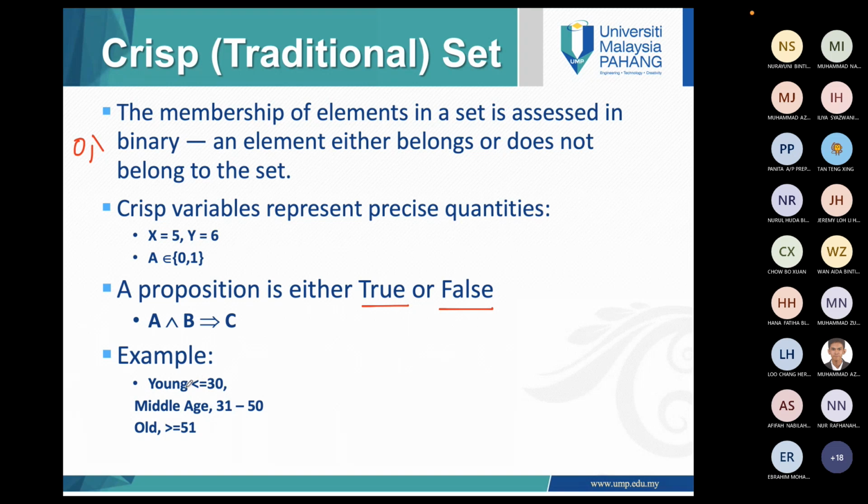For example, if this person's age is less than or equal to 30, that means he is young. If his age is between 31 to 50, he is categorized as middle age. And if he is greater than or equal to 51 years old, he can be categorized as old. So there are no dependencies on that. It's rigid numbers.